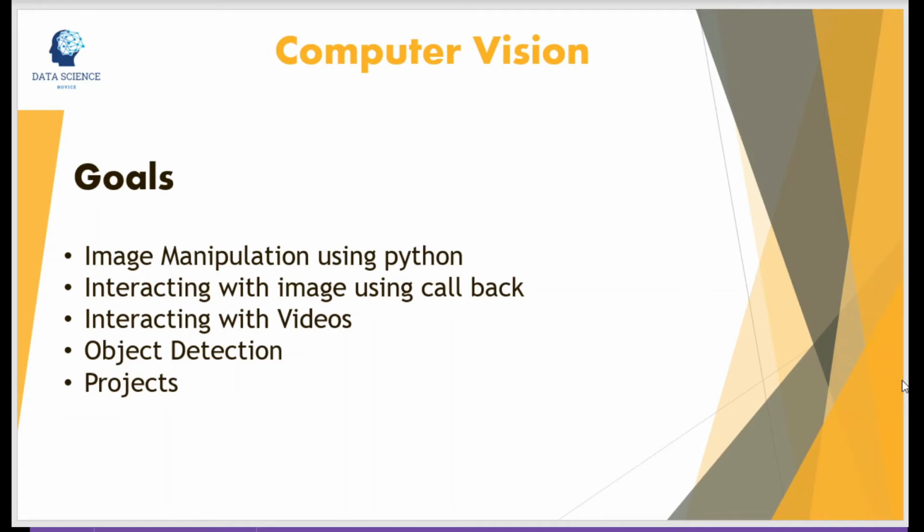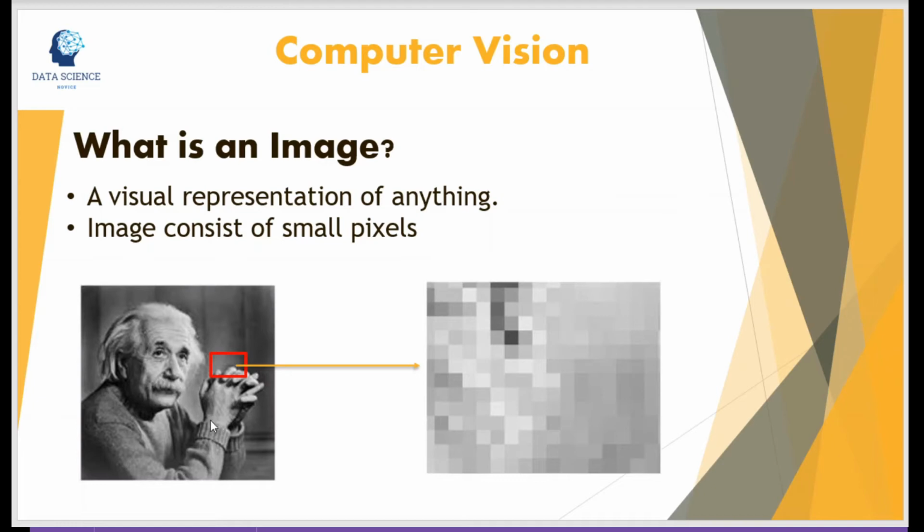Then we will learn about object detection, object tracking, and after that we will build some exciting projects using the OpenCV library. So before we start coding, it is important for us to know the basics of images because we will be interacting with lots of images. So it's better to know what's going on behind the scenes.